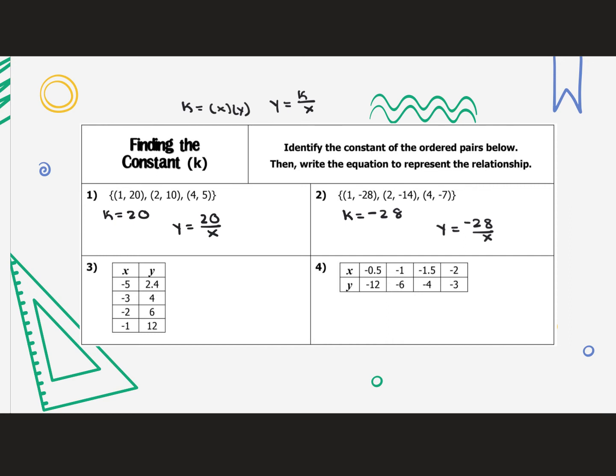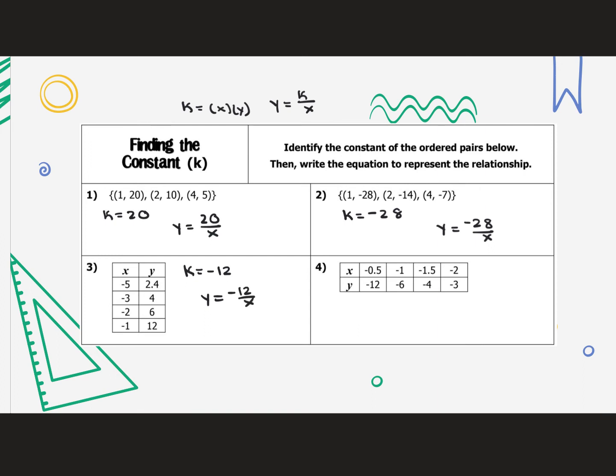All right. So looking here, I have -5 times 2.4, which is going to give me -12. -3 times 4, which is going to give me -12. -2 times 6, which is going to give me -12. And also -1 times 12, which is going to give me -12. So my constant k is going to be -12, which makes my equation -12 over x.